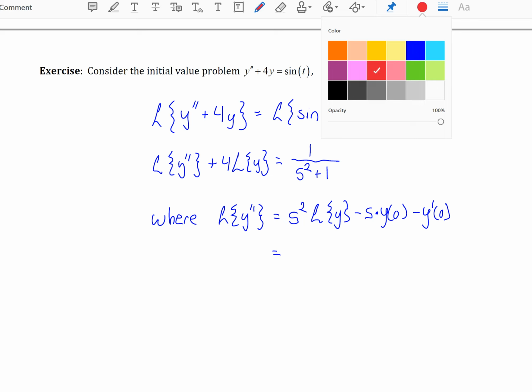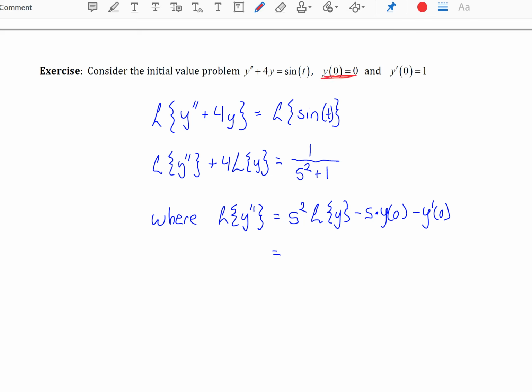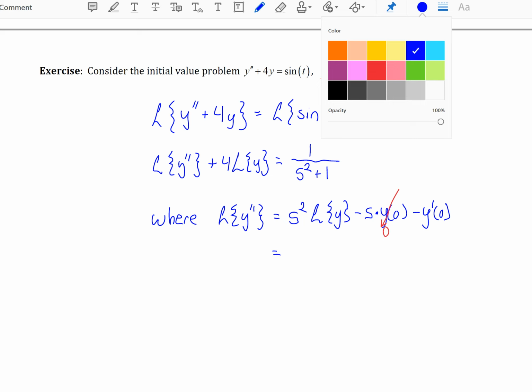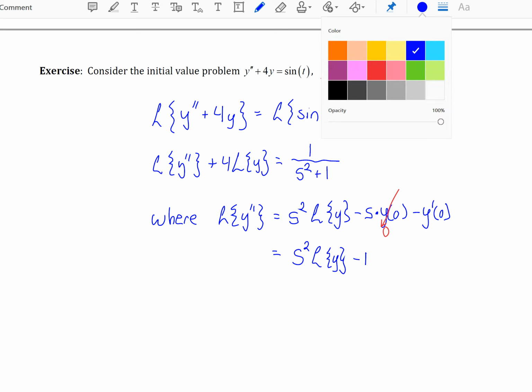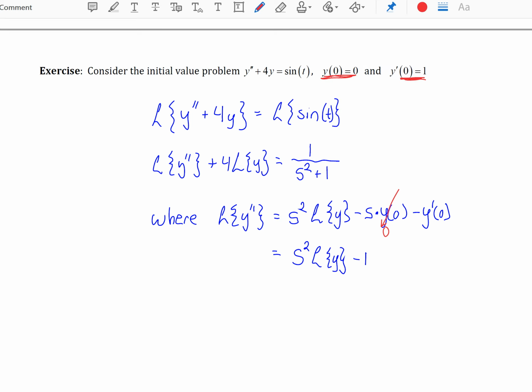Now from our initial conditions though, we know that y of 0 is 0, so this term goes away. And y prime of 0 is 1. So we'll write this as s squared Laplace of y minus 1. Now we didn't have a Laplace of y prime in this example, so the only substitution we make is for Laplace of y double prime. So let's plug this in for our Laplace of y double prime term.